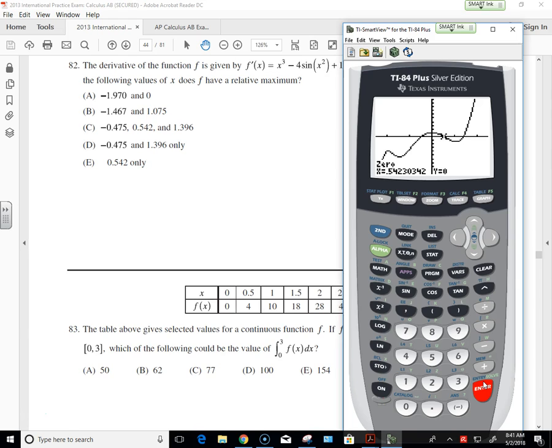So relative max, I need f to go from increasing to decreasing. So f prime needs to go from positive to negative. This is f prime. So I'm looking from where he goes. F prime goes from above, positive wise, to below, negative wise.